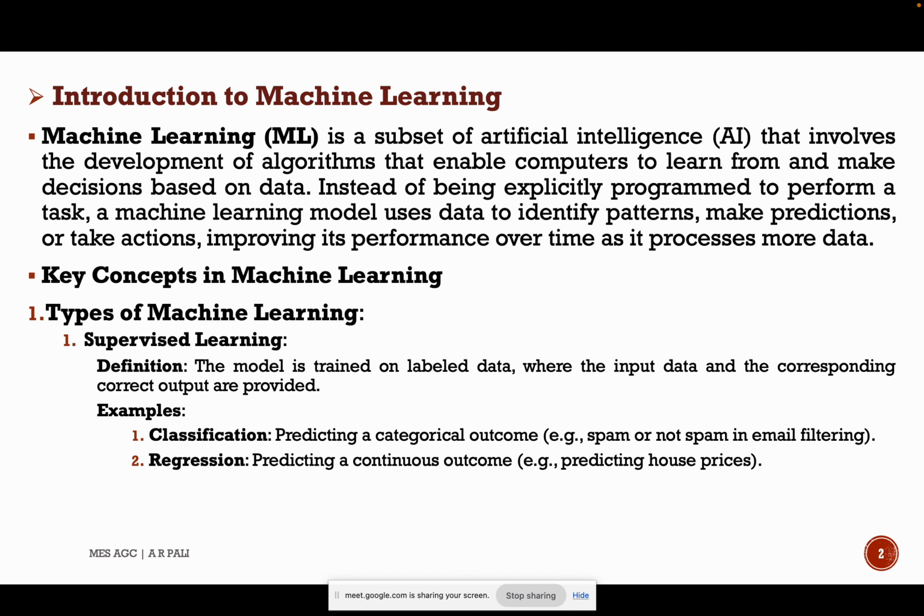Key concepts in machine learning. First is types of machine learning. First is supervised learning. Let us see the definition of supervised learning. The model is trained on labeled data where the input data and the corresponding correct output are provided.